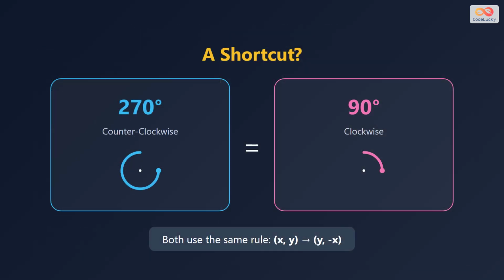It is often helpful to remember that a long 270-degree turn to the left is just like a short 90-degree turn to the right. Both rotations use the exact same formula. (x, y) becomes (y, -x).